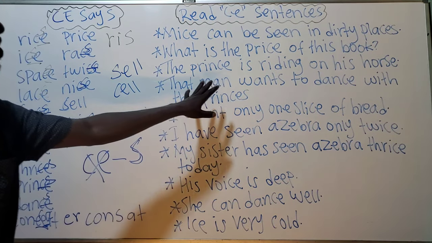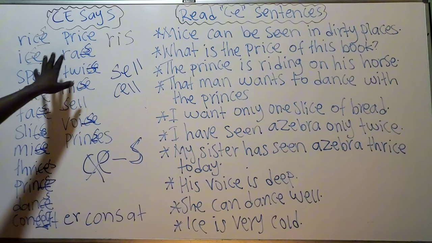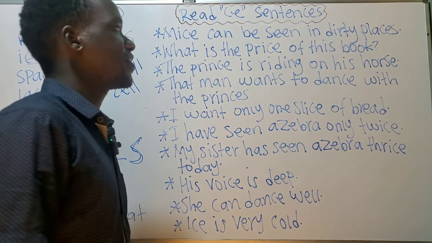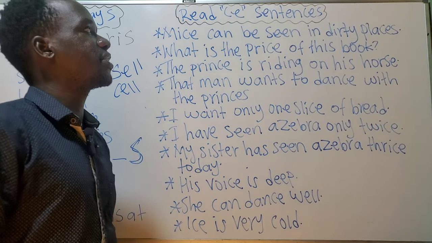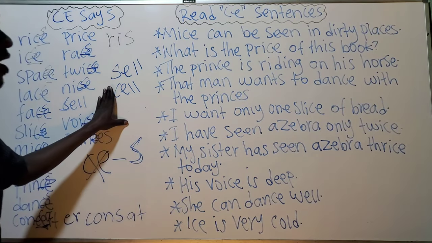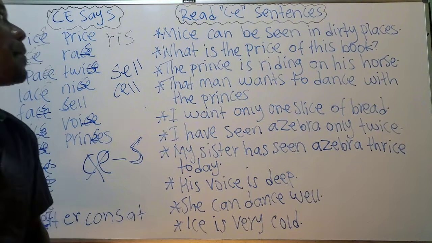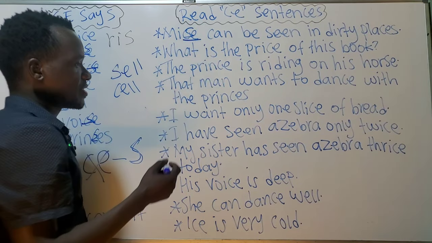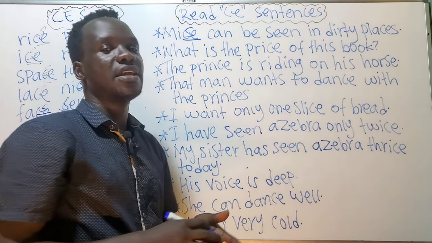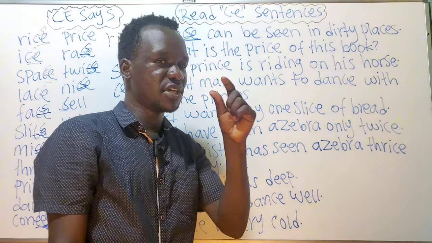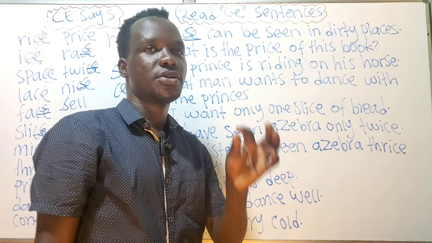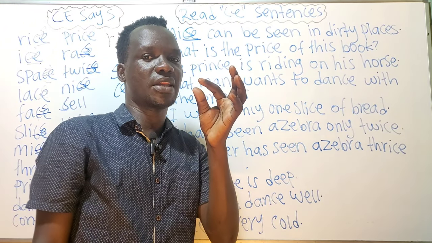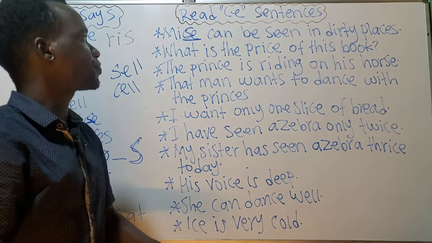Now, these sentences use just what we have learned. These words that we learned, we have used them right here in these sentences. So let us read these sentences and see how we have used these words. Mice. Here we have mice, which are small rats in our house. In our homes, we have two types of rats. We have bigger rats and then smaller rats. Those smaller rats look like baby rats. Those are the ones that we call mice.